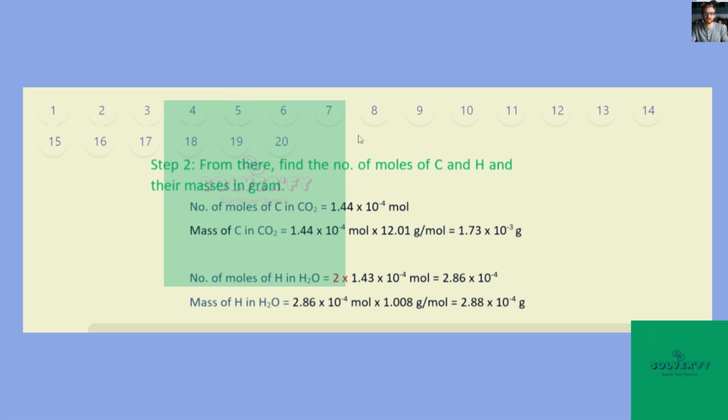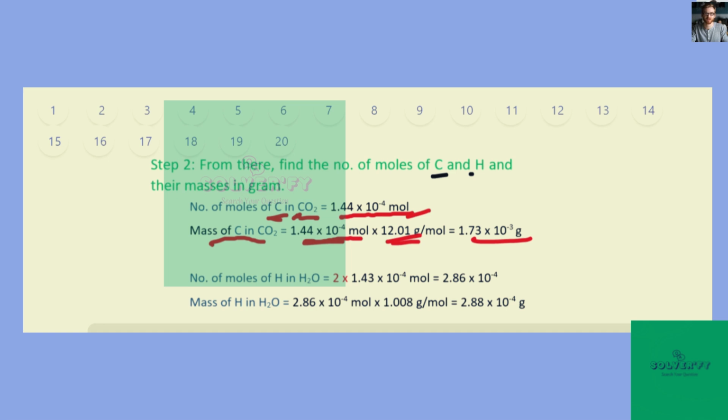Now in step 2, we will find the number of moles of carbon and hydrogen in those number of moles of CO2 and H2O. So we can see that in one molecule of CO2 we have only one atom of C. That means 1 mole of CO2 will produce 1 mole of carbon. That means the number of moles of CO2 is also the number of moles of carbon. Now, from this number of moles of carbon, we can find the mass of carbon which is produced. We just multiply this number of moles by the molar mass of carbon, since we know that number of moles is equal to mass over molar mass. That means mass is equal to number of moles times molar mass. And this is the mass of carbon which is produced in CO2.